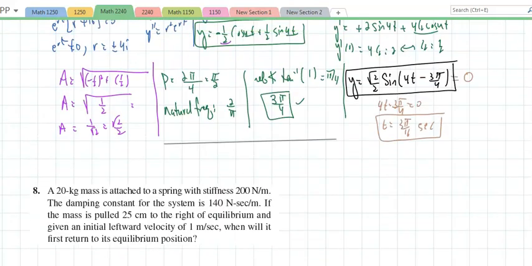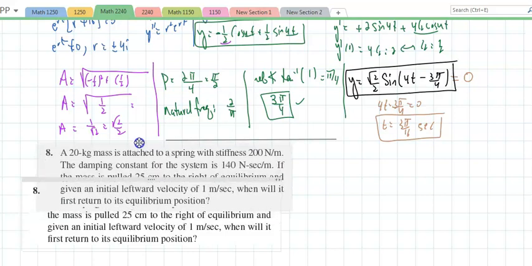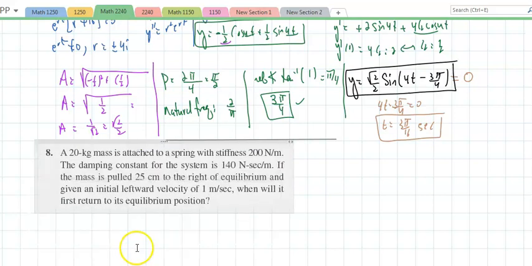Two more to go. Let me fix this one a bit nicer. Here we go. And here's another problem. Again, this author likes to provide everything, which is fine. The mass is 20 kilograms.